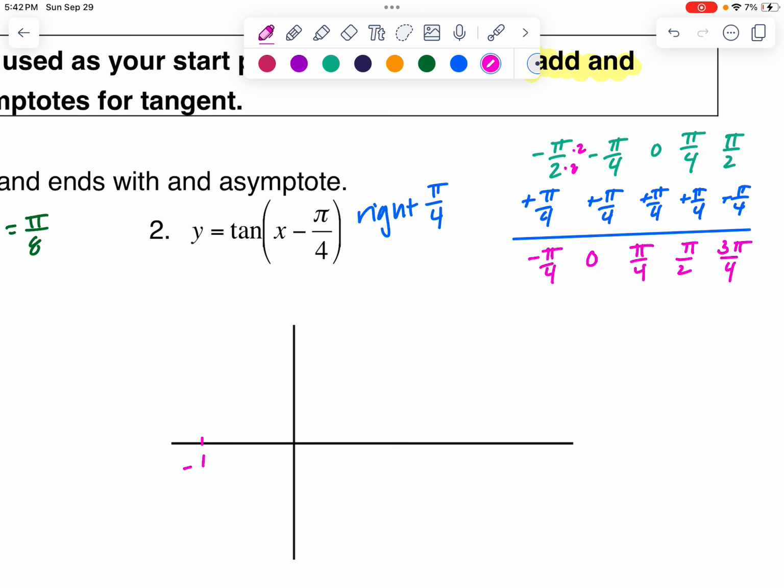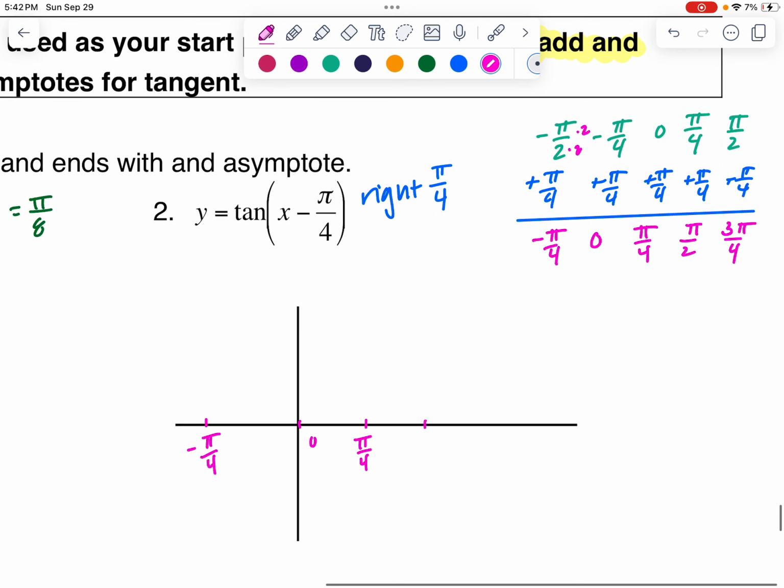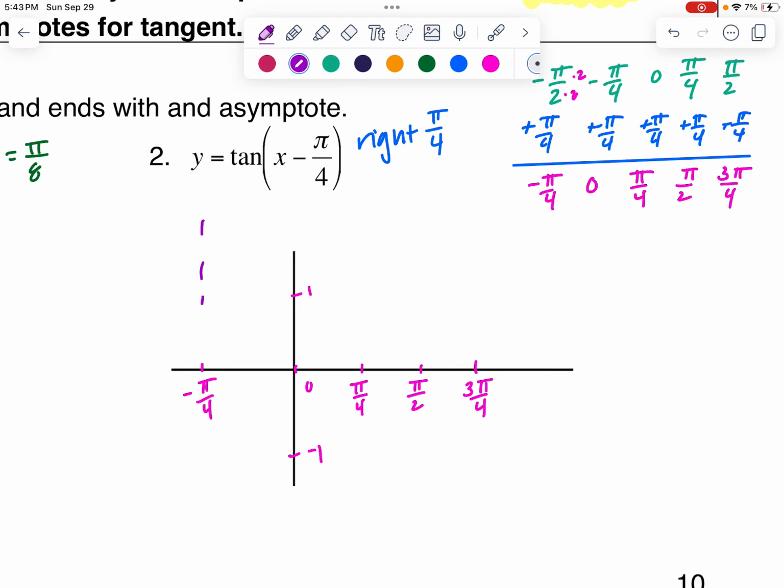Okay, so here we're looking at these new units. Again, I just put 1 and negative 1 on my graph. Here's my asymptote. Okay, here's my first point. And there is my graph of this tangent.